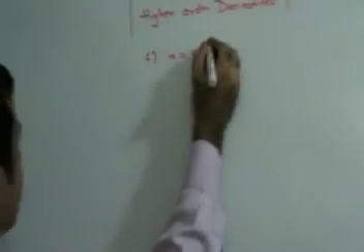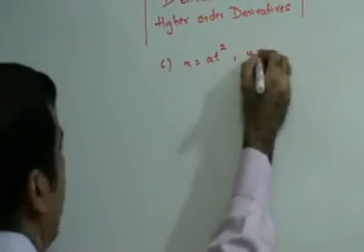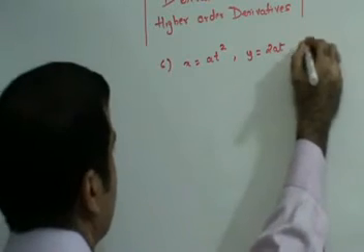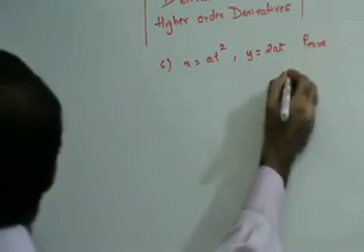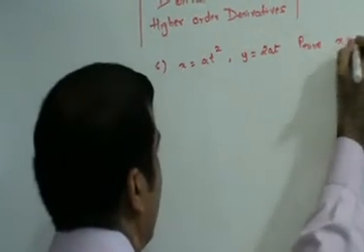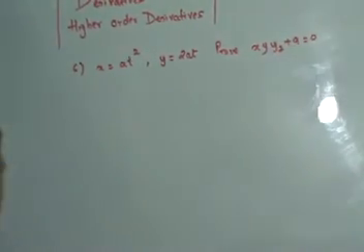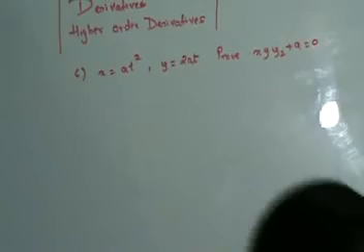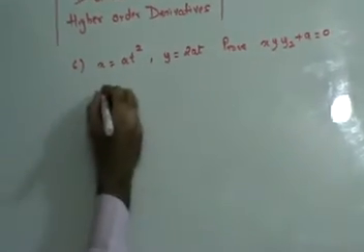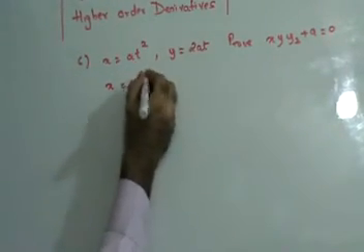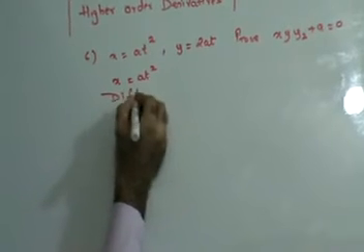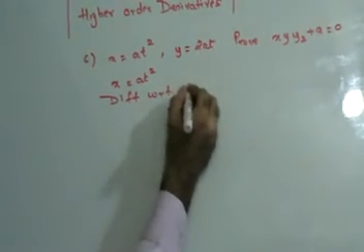x is equal to at square, y is equal to 2at. You have to prove that x, y to the base 2 plus a is 0. Let's see the sum, guys. x is equal to at square. Differentiate parametric with respect to t.